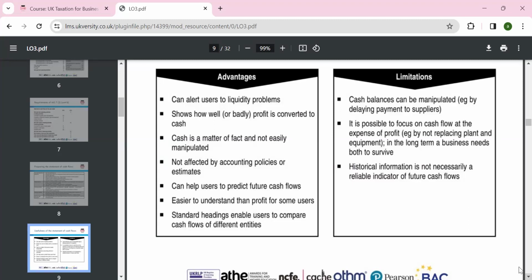Limitation: the cash balance can be manipulated by delaying payment to suppliers sometimes, so the cash position looks good. It's possible to focus on the cash flow at the expense of profit, and replacing plant and equipment is needed in the long run for the business to survive. Historical information is not necessarily a reliable indicator of cash.